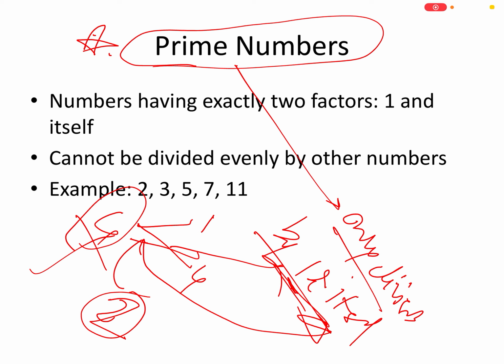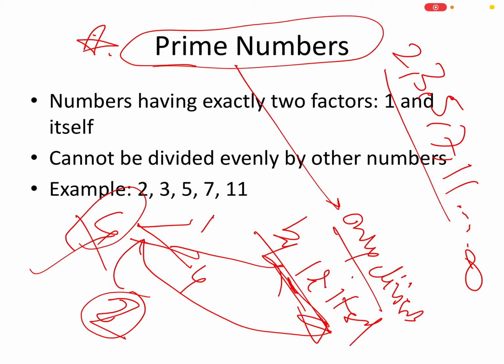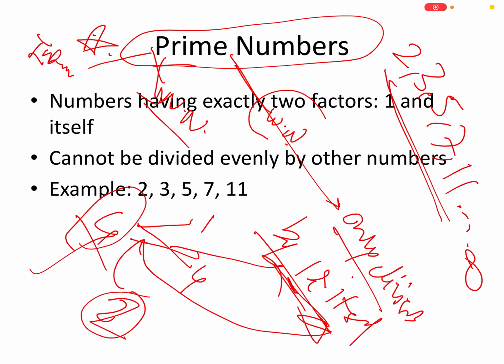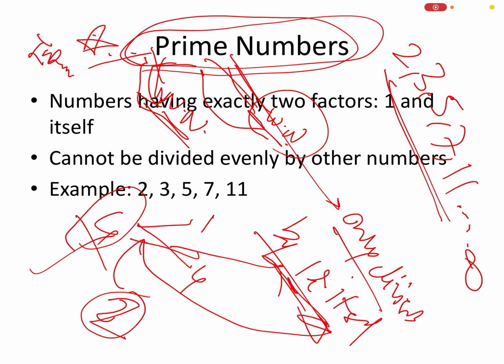Prime numbers start from 2, then 3, then 5, then 7, 11, up to infinity. So all the numbers which are divisible by 1 and itself are called prime numbers. Now we can say prime numbers are integers. Yes. Can we say prime numbers are natural numbers? Yes, all prime numbers are natural numbers. Can we say all prime numbers are whole numbers? Yes, correct. But you cannot say all natural numbers are prime numbers or all whole numbers are prime numbers. But all prime numbers are natural, whole, and integers.